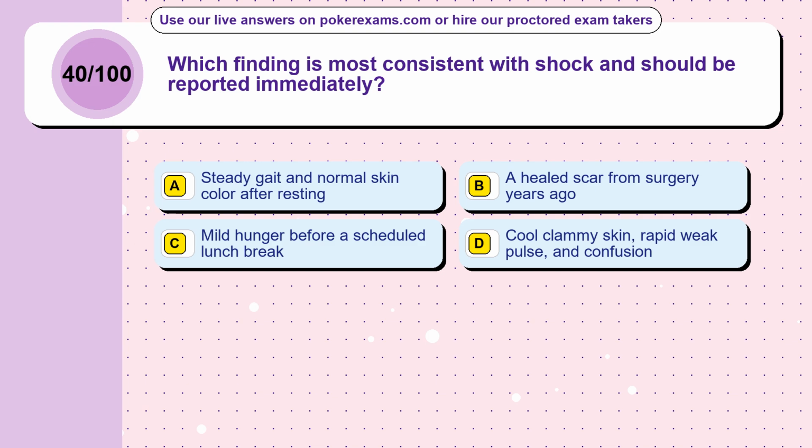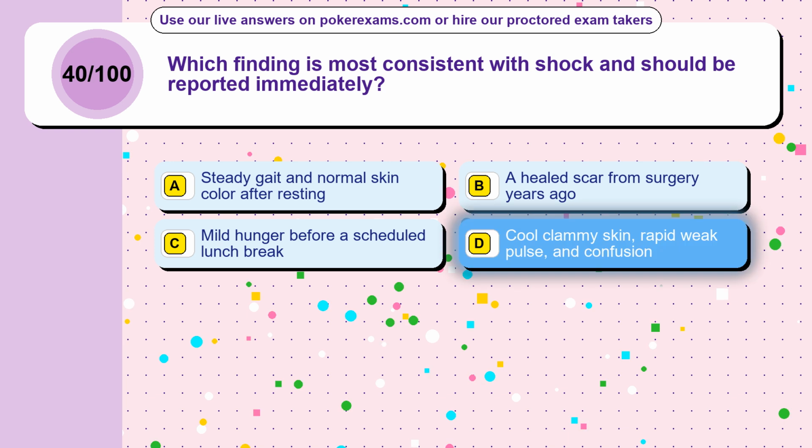Question 40. Which finding is most consistent with shock and should be reported immediately? Option A. Steady gait and normal skin color after resting. Option B. A healed scar from surgery years ago. Option C. Mild hunger before a scheduled lunch break. Option D. Cool clammy skin, rapid weak pulse, and confusion. The correct answer is option D.